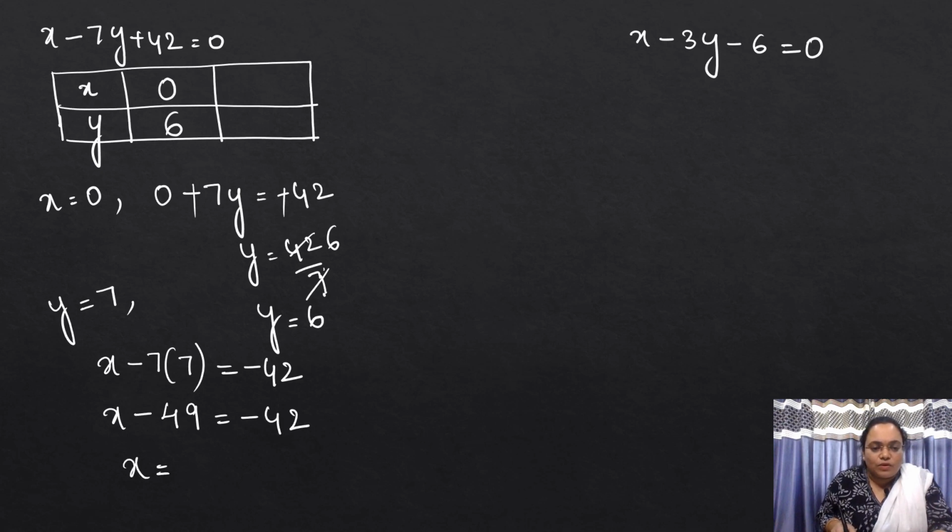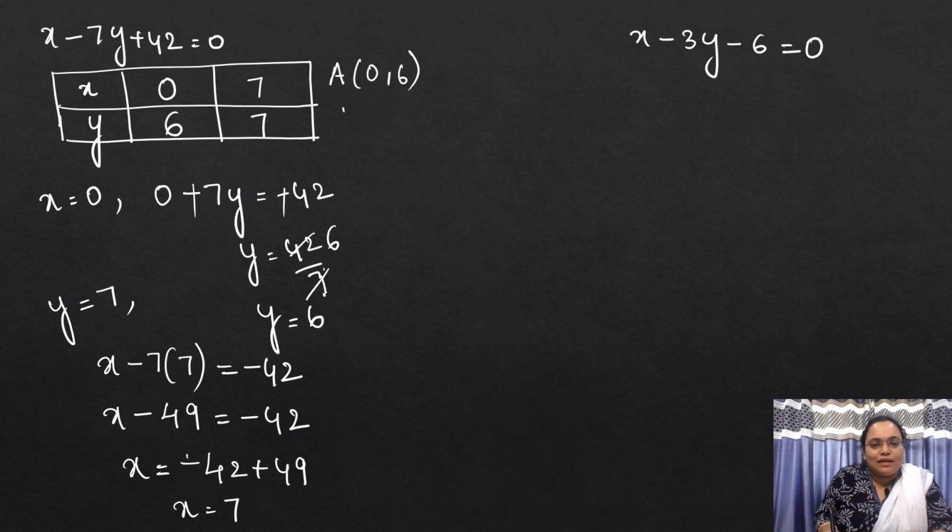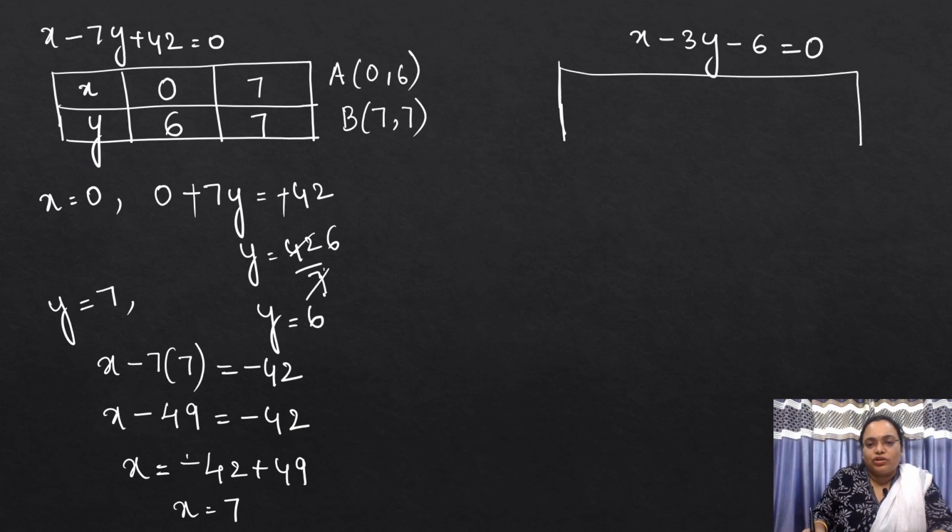So x is equal to minus 42 plus 49, which is x is equal to 7. When you take y is equal to 7, you will get x is equal to 7. Now let us take the points as A of (0, 6) and B of (7, 7). Now let us take the points for the next equation.